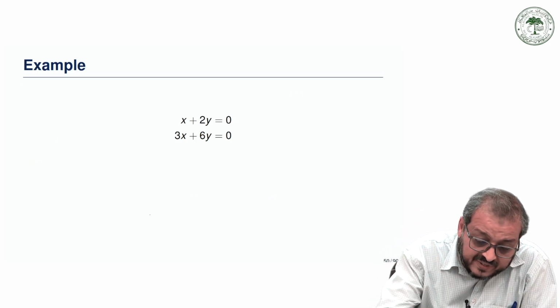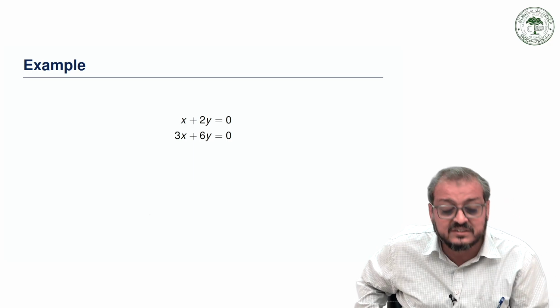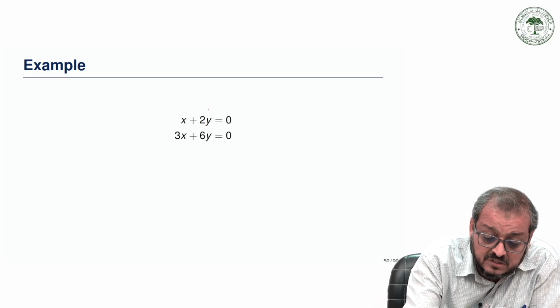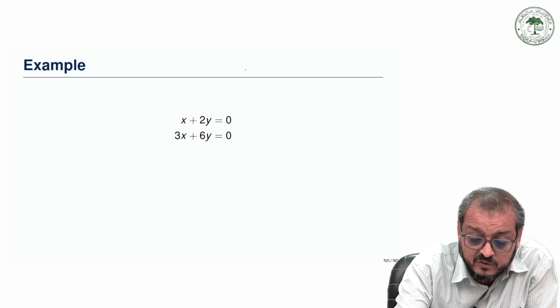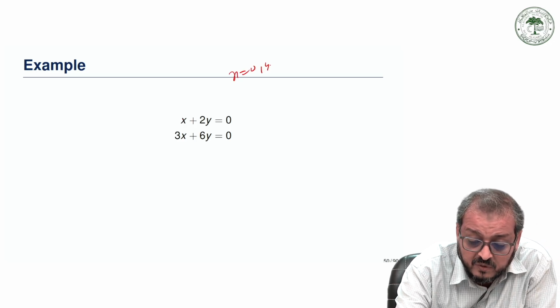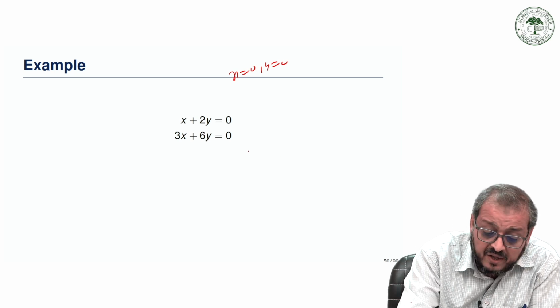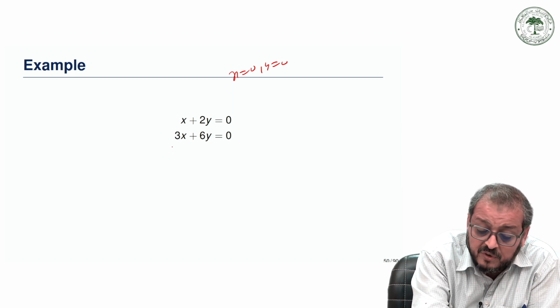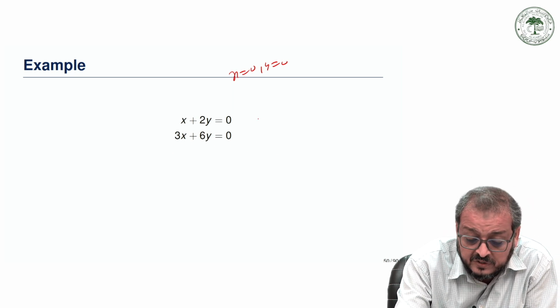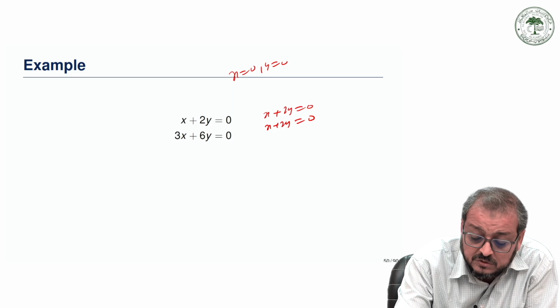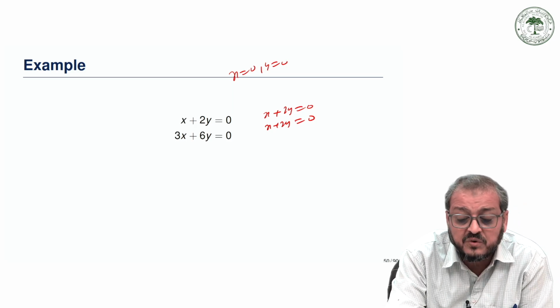For example, I take this example. You can check that this is clearly a homogeneous system of equations. So clearly x equal to 0 and y equal to 0 is a solution of this system. Now if we take 3 common from the second equation, we get x plus 2y equal to 0, then x plus 2y equal to 0 again. That means these two equations coincide.